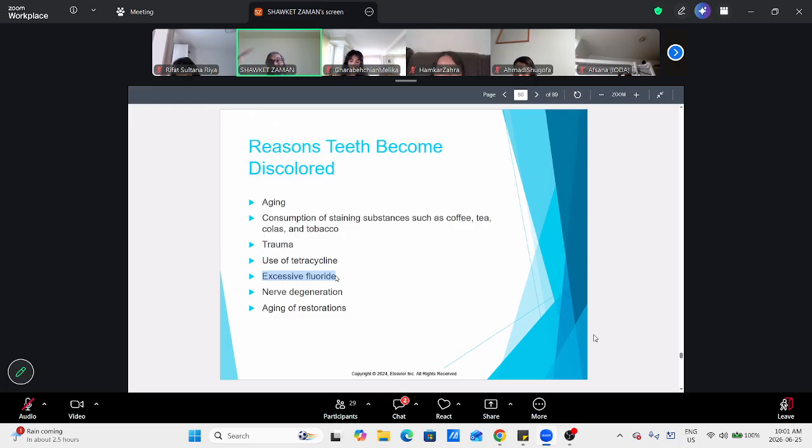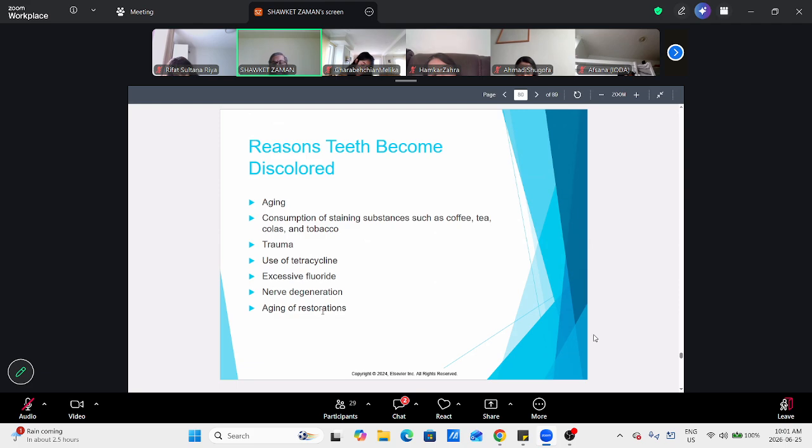But if it is excess, more than 3 ppm, then it will create discoloration of the teeth. So that's why excess fluoride also causes discoloration of the teeth. Then nerve degeneration, because every tooth has pulpal tissue with nervous tissue. So if the nerve tissue is degenerated, the tooth becomes discolored.